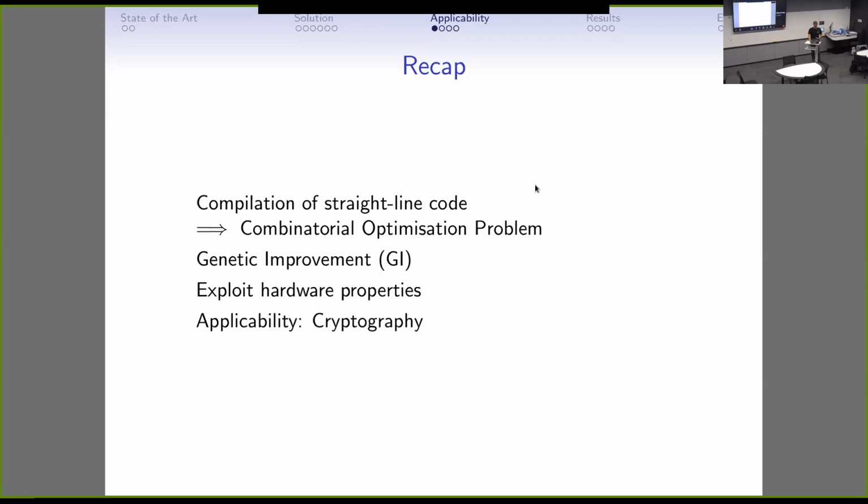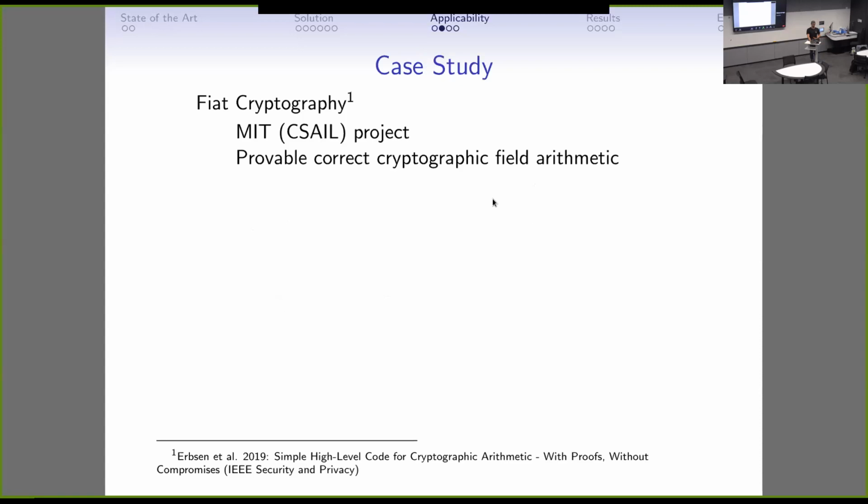But we don't care. So let's see where we have long stretches of straight line code that we try to optimize, where we actually care about the 5% of performance that a compiler cannot generate. And that is cryptography. We have large stretches of straight line code with mostly arithmetic. So we've done a case study, and that case study starts with Fiat Cryptography, which is an MIT project from the Computer Science and Artificial Intelligence Laboratory, CSAIL.